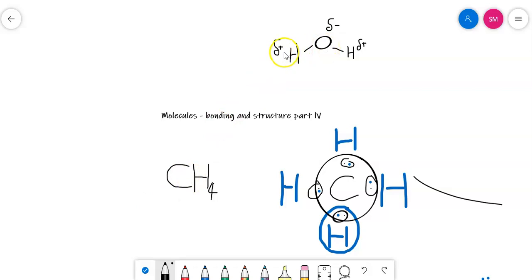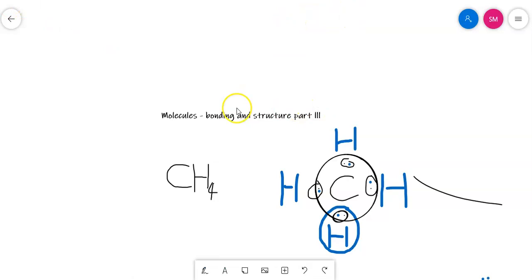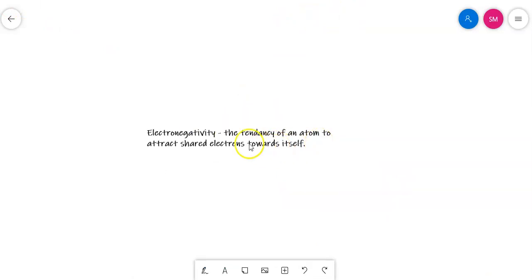So the first concept we need to know when we're learning how to explain the polarity of this molecule is electronegativity. So electronegativity is the tendency of an atom to attract shared electrons towards itself. So that means that an atom that is more electronegative than another atom will have a stronger pull on the electrons if they had a covalent bond.